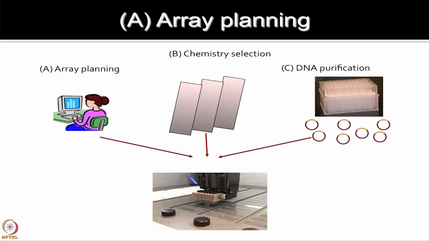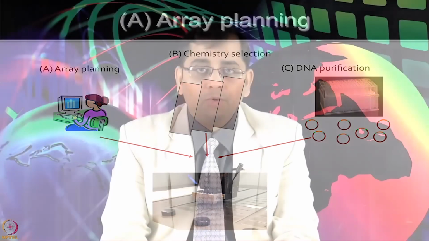This slide illustrates the major steps involved before you come to printing arrays. You have to do a lot of bioinformatics work to decide the gene list, decide which block contains which kind of gene, and where the controls will be placed. You decide all of this information, do a lot of literature review to identify the positive control and negative control, and then thoughtfully make your array layout.